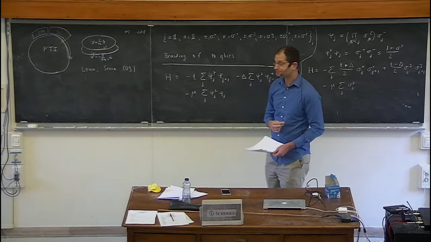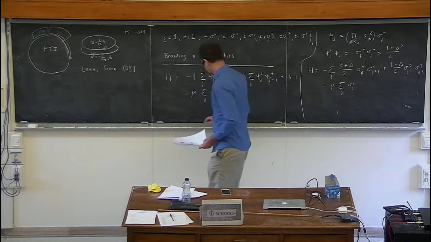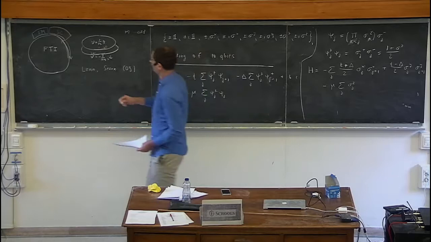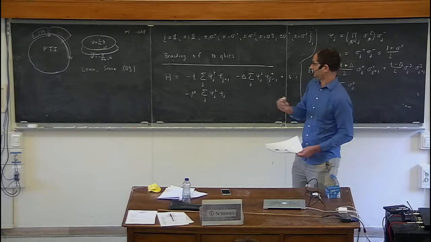This kind of setup was actually considered for the case m equals 1 by Charlie Kane and Liang Fu. And maybe not so surprisingly, what they found is that if you gap some of the edge out by a superconductor and another part of the edge out by a ferromagnet, the whole boundary is gapped except at the interfaces between these two regions, and there you get the Majorana zero mode.